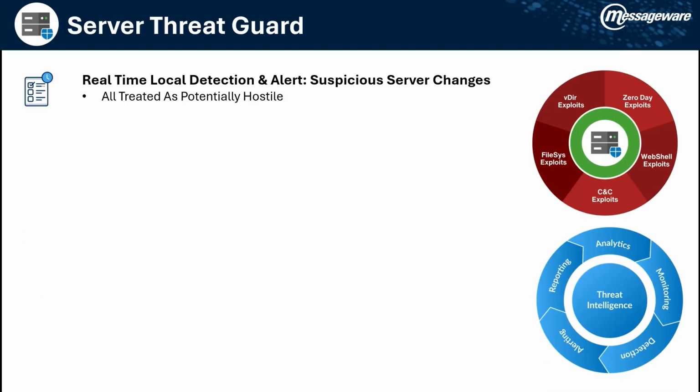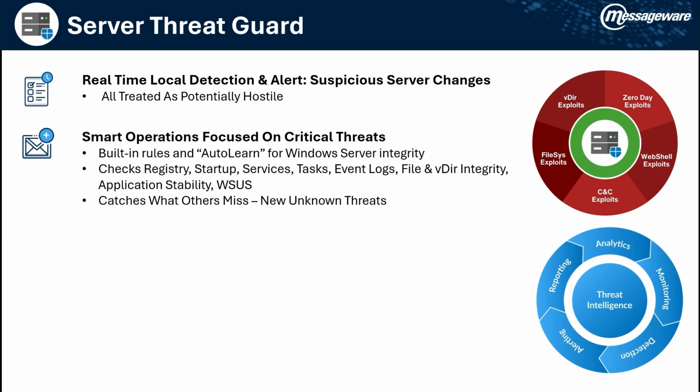In a nutshell, STG is a real-time detection and alerting system for suspicious changes to Windows servers that could indicate the presence of exploits of various types, which we will describe in more detail in a couple of moments. The alerting is based upon server changes and does not depend on any previous knowledge of threats, signatures, or behavioral information. It simply alerts on server changes. STG works on smart operations to focus only on those critical threats that matter.